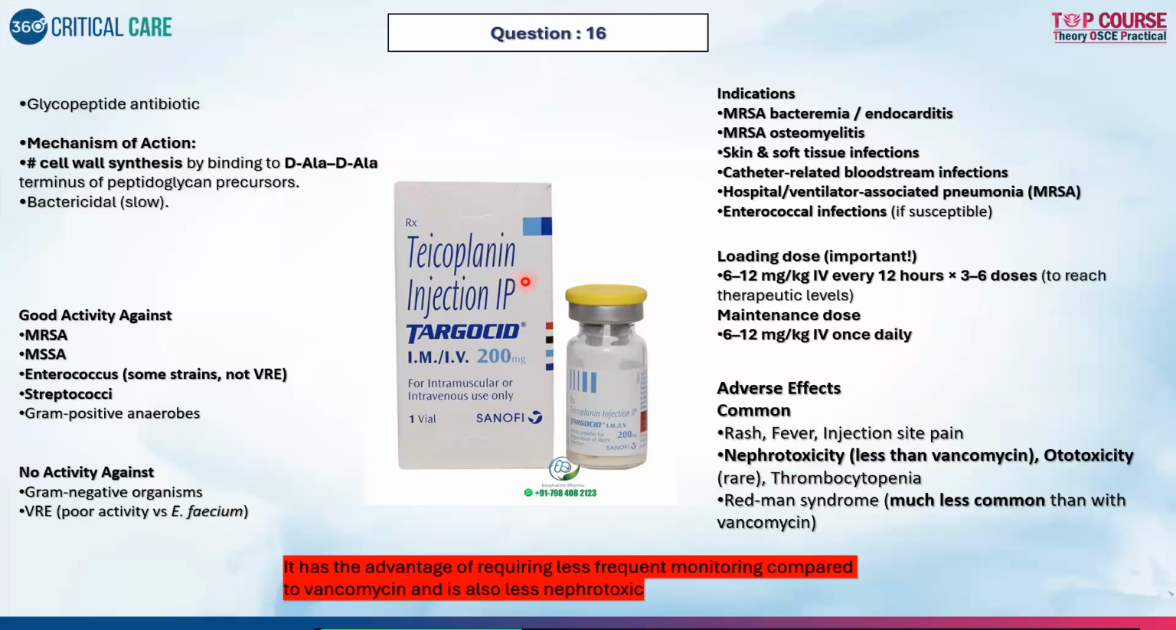All right. So teicoplanin, its mechanism of action is cell wall synthesis. It inhibits the cell wall synthesis, and it has a good activity against most of the gram-positive organisms. However, it doesn't have activity against gram-negative organisms and very poor activity against Enterococcus faecium. Indications, like most of the other drugs, you have to tell the indications. The dosing 6 to 12 milligram per kg IV every 12 hours. All right, and followed by the maintenance dose.